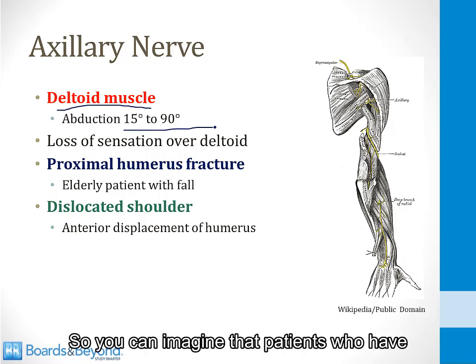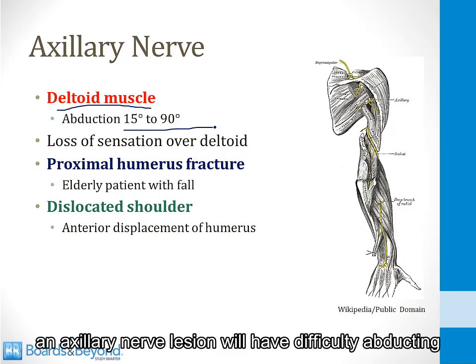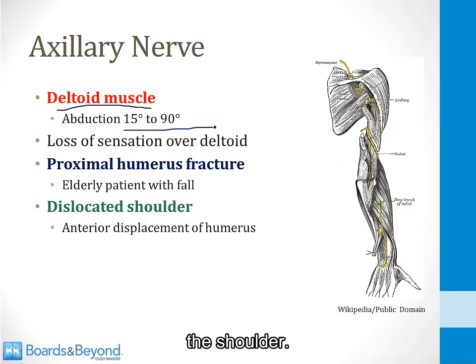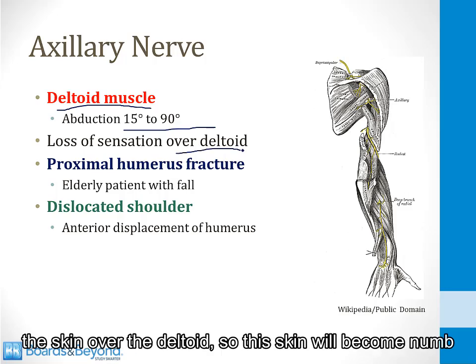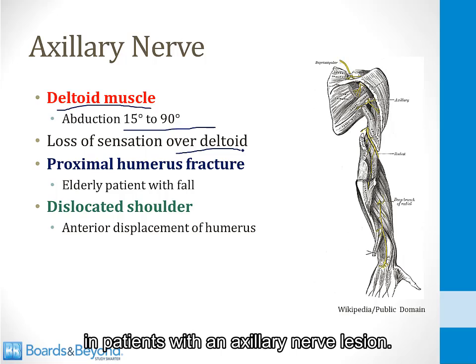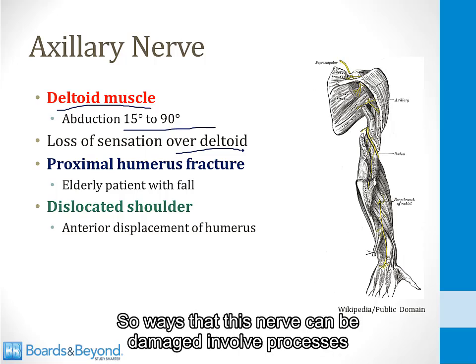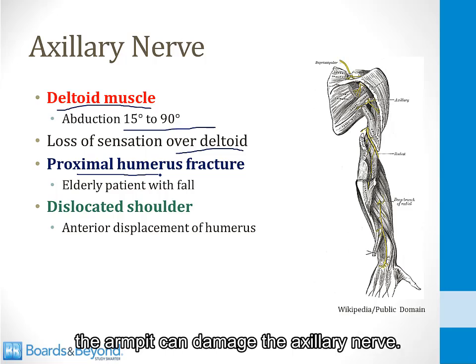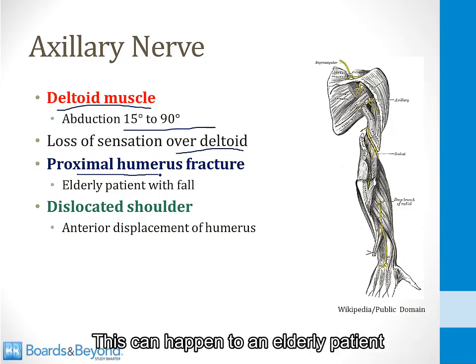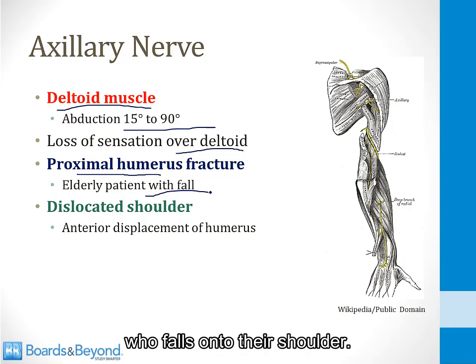So you can imagine that patients who have an axillary nerve lesion will have difficulty abducting the shoulder. In addition, the axillary nerve also provides sensation to the skin over the deltoid, so this skin will become numb in patients with an axillary nerve lesion. So ways that this nerve can be damaged involve processes that occur near the armpit. So a fracture of the proximal humerus right near the armpit can damage the axillary nerve. This can happen to an elderly patient who falls onto their shoulder.